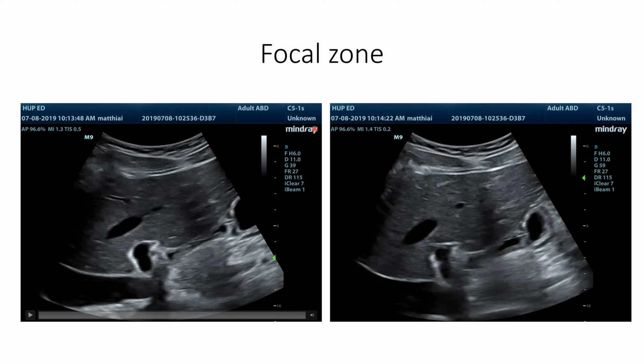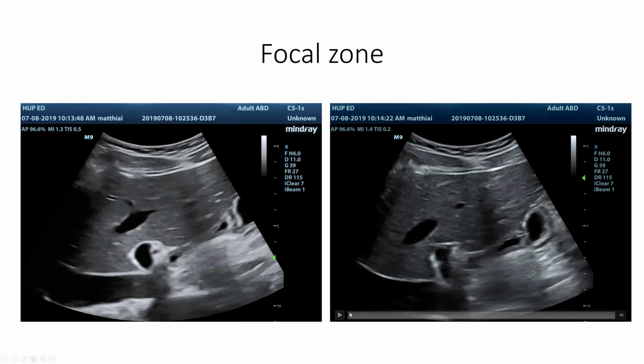So focal zone, as I said, is not listed on the Mindrays in the settings listing, but it's represented as this green caret on the side of the screen. Many machines, especially Sonos, do not give you access to this focal zone. They basically set the focal zone at the mid-level of whatever your depth has been adjusted to. So if you don't have access to a focal zone, don't worry about it. It's not so critical. If you do, it can really help your image.